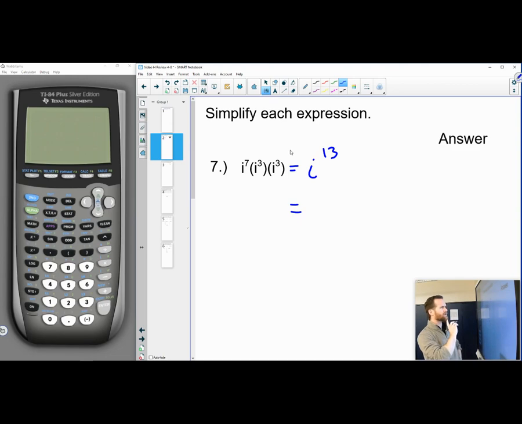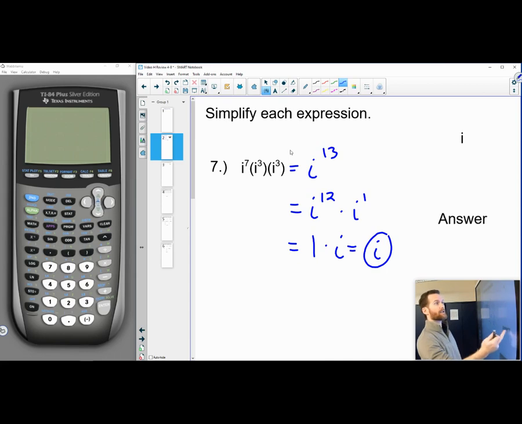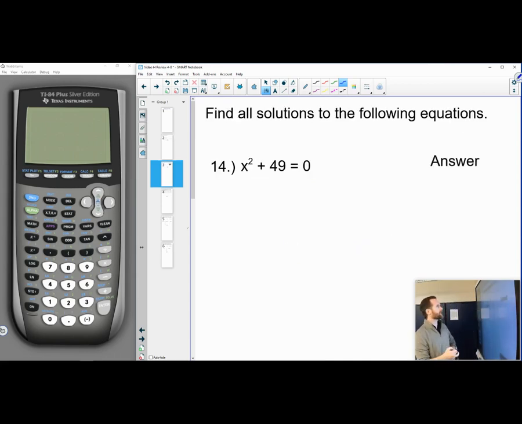So to simplify powers of i, we want to look for the biggest multiple of 4 that is still lower than 13. So that's like 4, 8, 12. So we can make an i to the 12th times, let's see, 12 plus what gets us to 13? That's just 1. So it's i to the 1. And then we simplify from there. So i to the 12th, since 12 is a multiple of 4, we know that's going to be 1, times i to the first, which is just i. So we end up with i as our final answer. And we check it, and that's what we have on the answer key. Very good. All right, number 14, let's take a look.